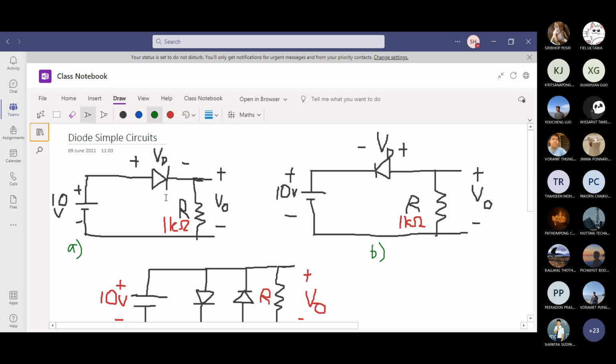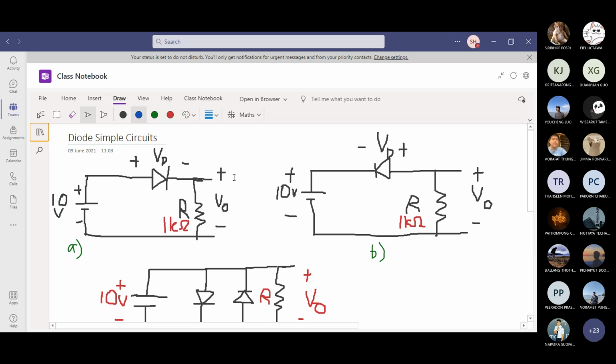Okay. Is the diode on or off? Tell me. First question. It is on. You are right, absolutely correct. Plus 10 with the plus side, anode side. So you need at least 0.7, 0.3 or 1.2.